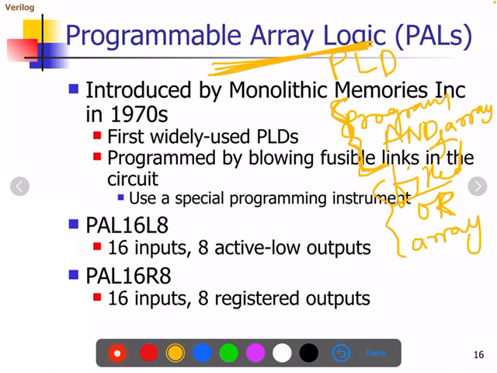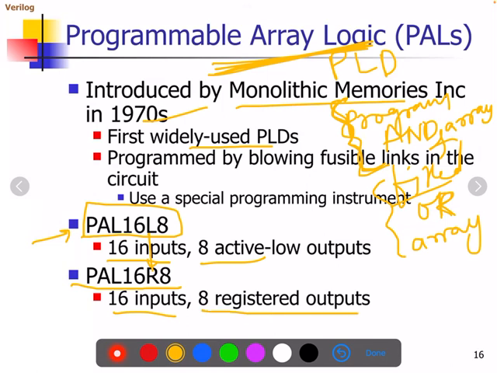It was introduced in the 1970s. These were the first widely used PLDs. PAL 16L8 was developed by Monolithic Memories. The device name is PAL 16L8, where there are 16 inputs and 8 active low outputs. Then there is PAL 16R8, which means 16 inputs and 8 registered outputs. Earlier it was active low outputs, now it is 8 registered outputs.